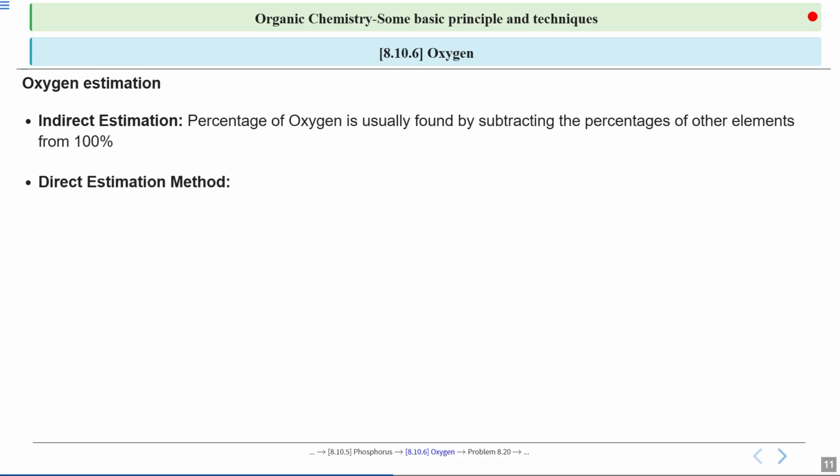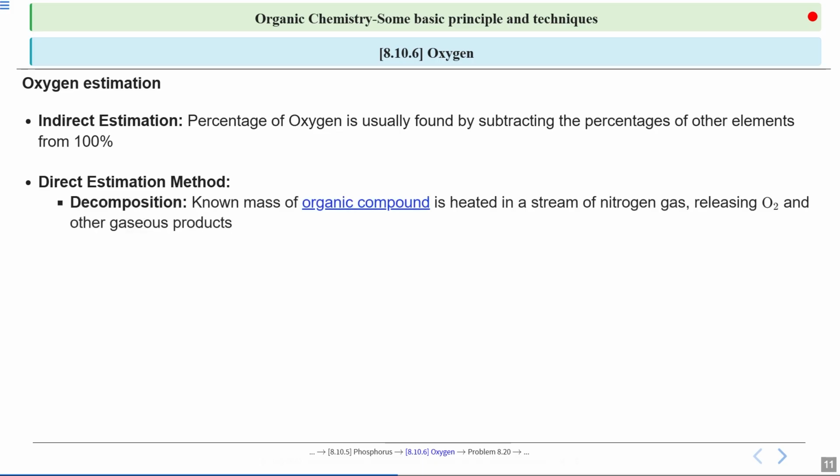Moving on to the direct estimation. This is a more hands-on approach to determine the oxygen content in an organic compound. In the direct estimation method, the first step is decomposition. Here a known mass of the organic compound is heated in a stream of nitrogen gas. This process releases oxygen gas and other gaseous products.